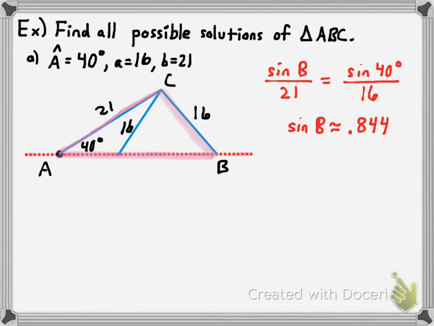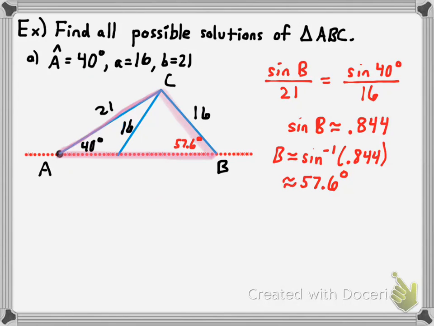Now, if the sine of B is 0.844, then that means B would be approximately equal to the sine inverse of 0.844. And according to our earlier discussion, that's going to give us an acute angle, isn't it? Type that in and see what you get. All right, so in the scenario where we assume that angle B right here is an acute angle, angle B would have to be 57.6 degrees.